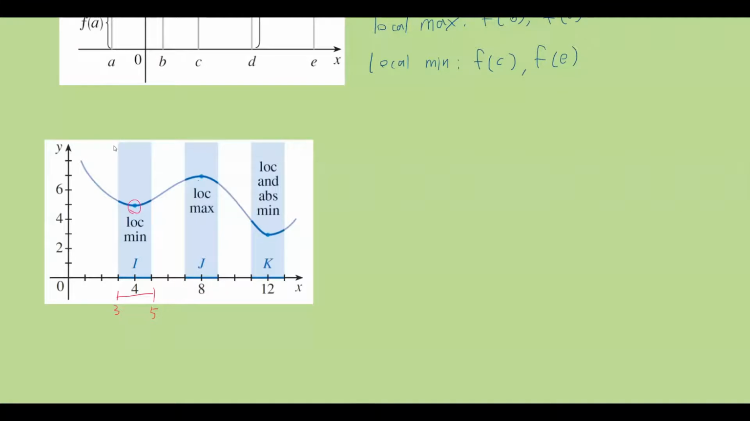And same thing here. We have a local max. And in K, we have a local min as well as the absolute min. So in this case, this would be f of 12, which is equal to 3, happens to be both local max and local min.